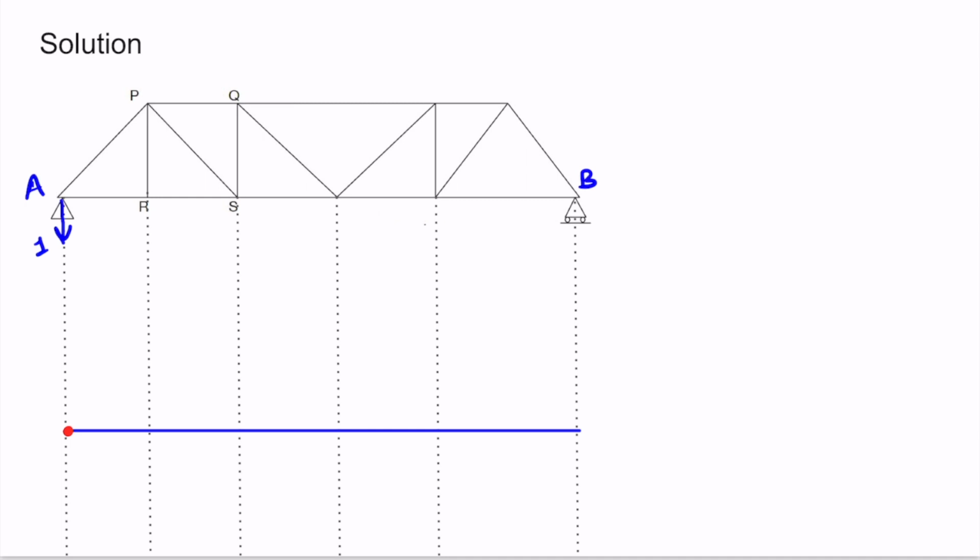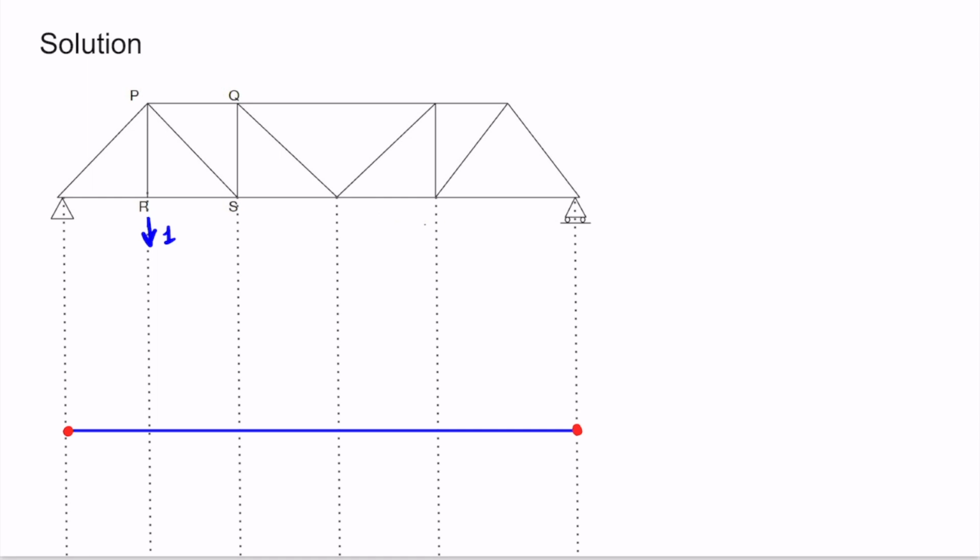Next, similarly, if we apply the unit load at position B, here also the support is there. Therefore, the support will take all the force and there will be 0 force in all the members, and hence there will be 0 force in the member PS also. Okay, so it will be 0 here. Now we can apply the load at the positions R and S. Let's apply the unit load at position R.